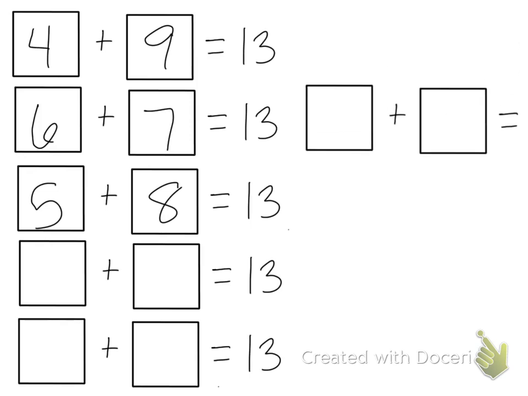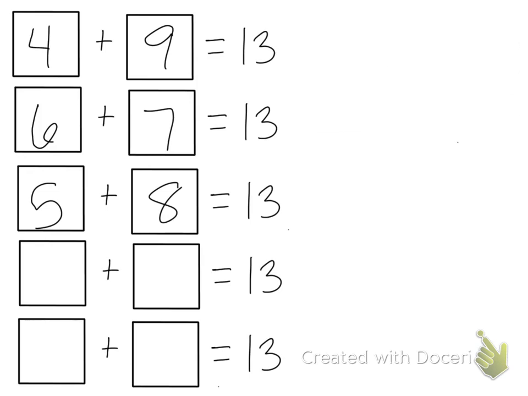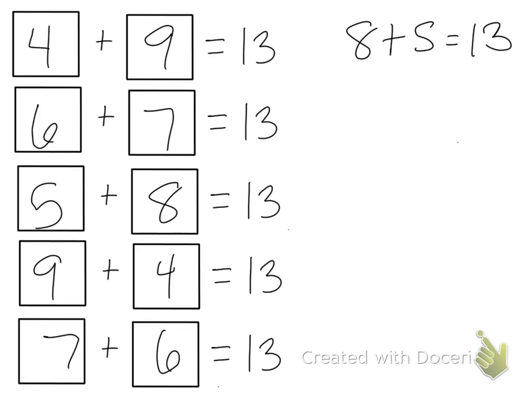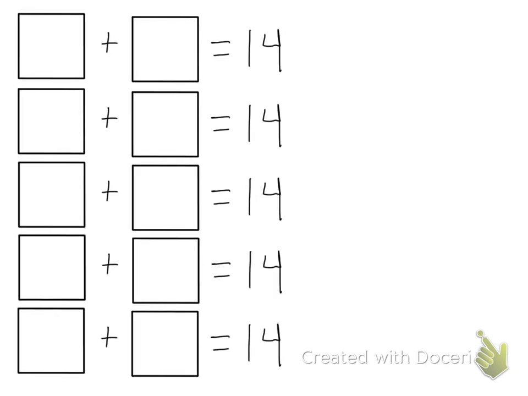All right. And of course I can do that backwards. I can do 9 plus 4, 7 plus 6, and then of course 8 plus 5 equals 13. Okay, what about the 14 facts?